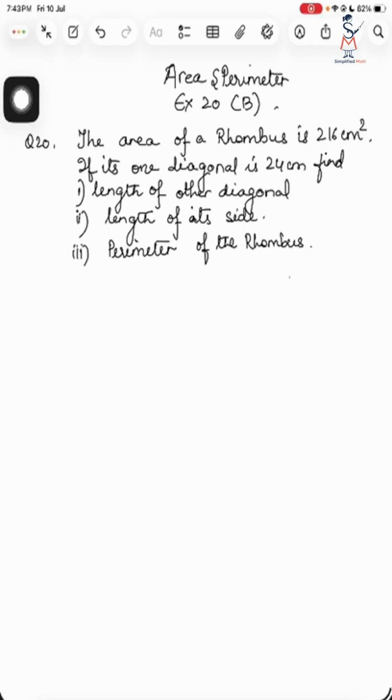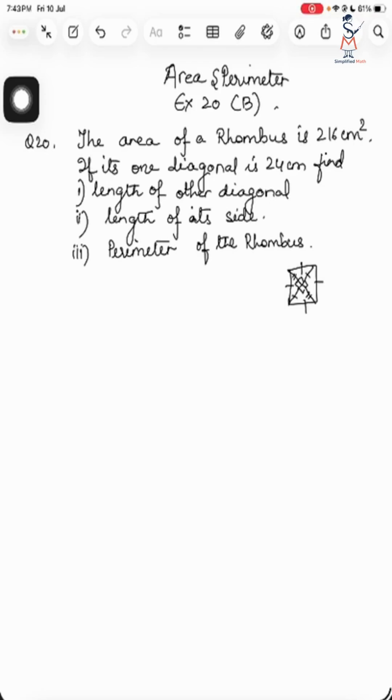So what is a rhombus? A rhombus is a four-sided figure in which all the four sides are equal, but all the angles are not 90. But the diagonals of the rhombus bisect each other at 90 degree. They bisect each other, means this is what they do.